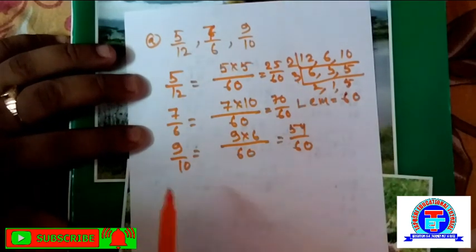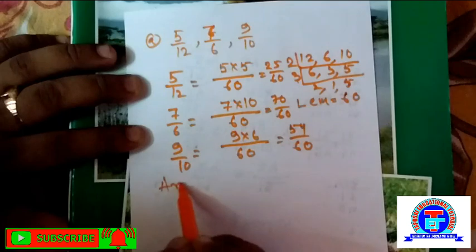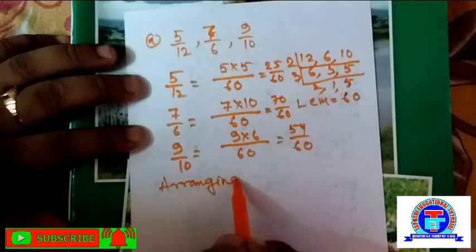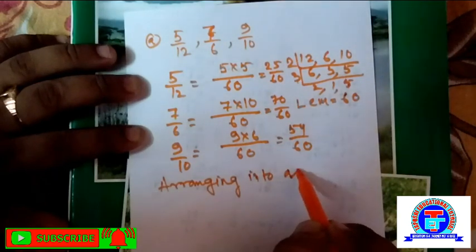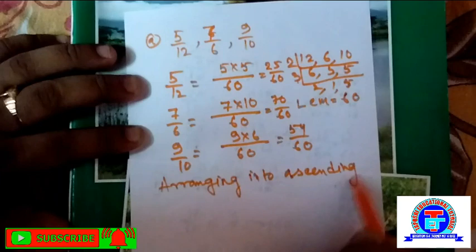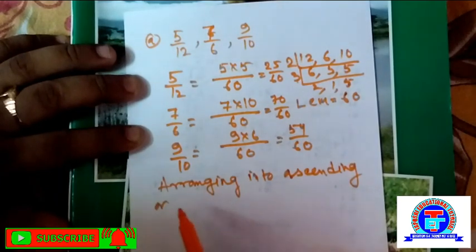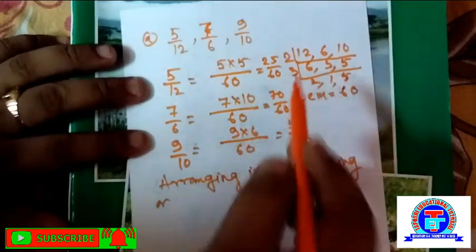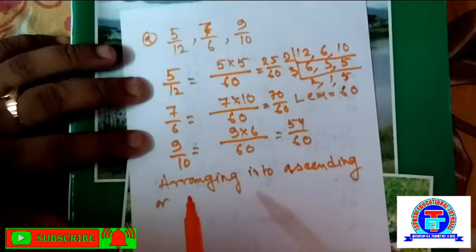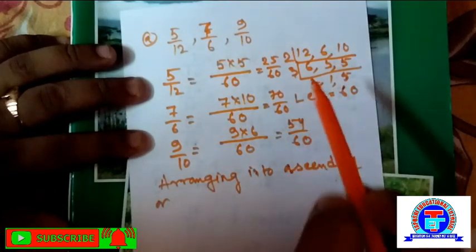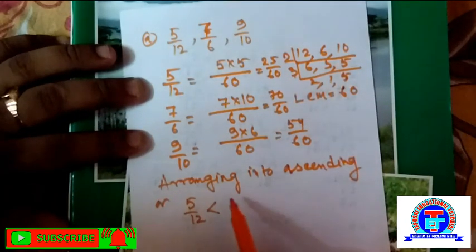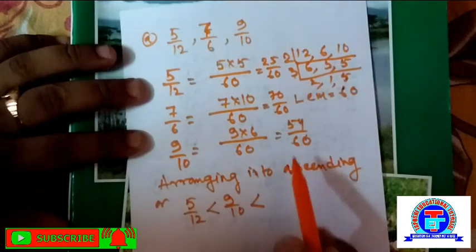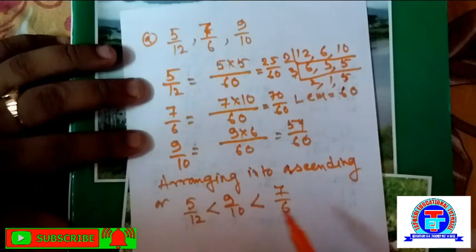So here, arranging into ascending order, we arrange from smallest to biggest, right? So which one is smallest? This one is smallest. That means 5 by 12 is less than this one, again 9 by 10, less than which one? Less than 7 by 6.